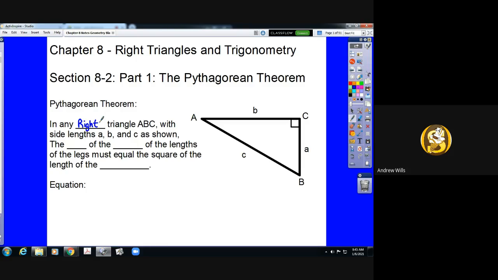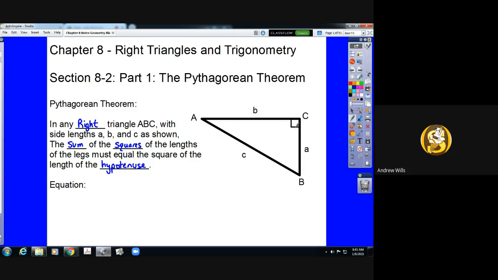So as shown over there on the right side, in this picture, we've got a right triangle with side lengths of A, B, and C. The sum of the squares of the lengths of the legs, and that's a lot of "of"s, so that can be very confusing, very wordy, must equal the square of the length of the hypotenuse. Now, that is a whole lot of words.